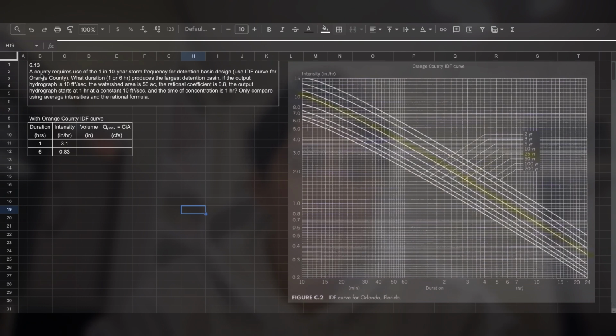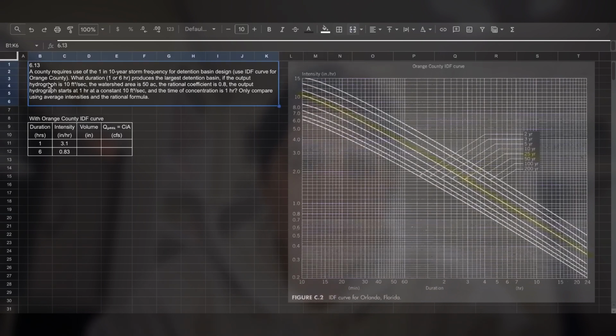In 6.13, we have a county that requires use of the 1 in 10 year storm frequency for the detention basin design. All it is, is a 10-year return period. It says use the IDF curve for Orange County. Then what duration, 1 or 6 hour, produces the largest detention basin? If the output hydrograph is 10 cubic feet per second, the watershed area is 50 acres, the rational coefficient is 0.8, the output hydrograph starts at 1 hour at a constant 10 cubic feet per second, and the time of concentration is 1 hour. Only compare using average intensities and the rational formula.